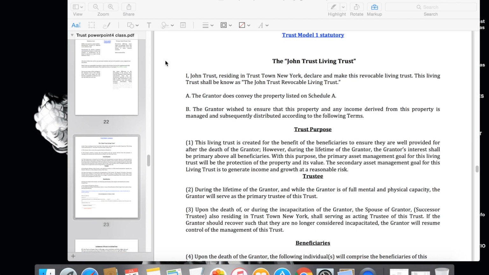Welcome to Module 6. We're going to cover Trust Model 1, the Statutory Trust, and also Trust Model 2, the Irrevocable Trust.